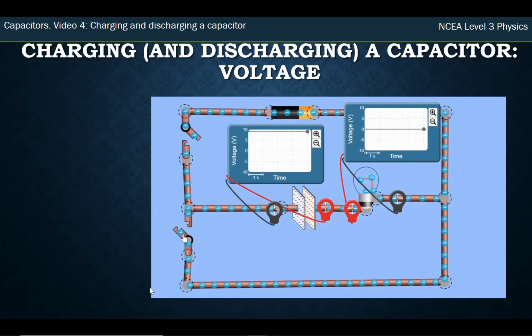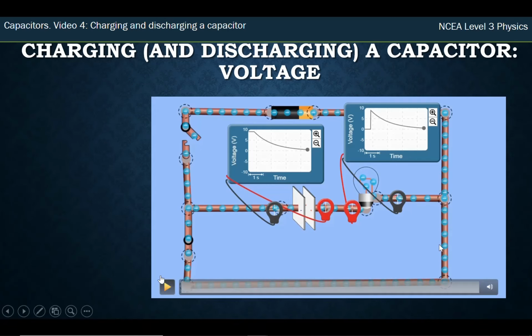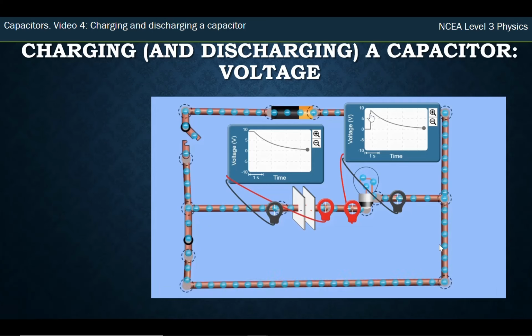And as we discharge, you see the capacitor's voltage decreases, and there was a sudden voltage over the bulb because it was bright, and then it went down as well. The bulb is an ohmic resistor, so what happens with the current happens with the voltage. When the bulb's bright, it has high voltage, it also has high current, and as the bulb gets dimmer and dimmer, it has less voltage and less current as well. So that's an easy one to remember.